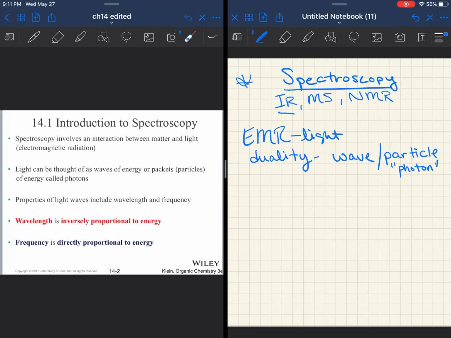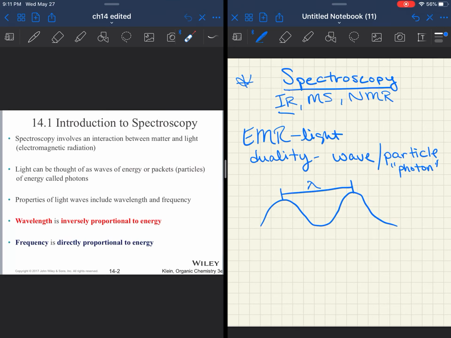There are some definitions that come up as we're talking about spectroscopy. When you study light, there are characteristics like wavelength, and that's measuring peak to peak. That's inversely proportional to energy, right? The longer the wavelength, the lower the energy.